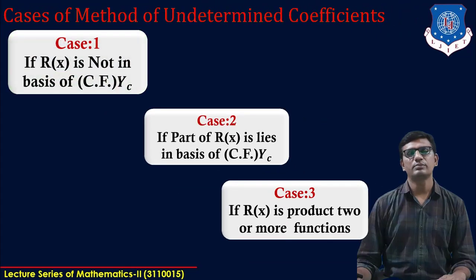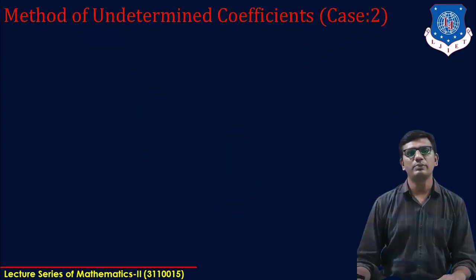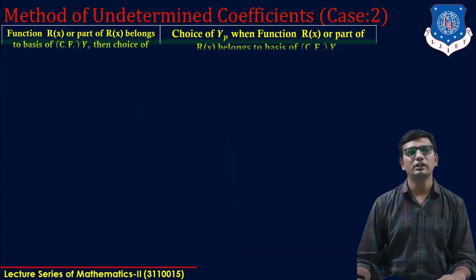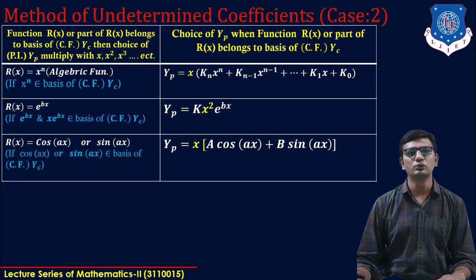Let us see case number 2, in which R(x) lies in the basis of Yc. Here R(x) or any part of R(x) lies in the basis of Yc. So we find the choice of Yp according to this table. If our function R(x) or any part of R(x) belongs to the basis of Yc, then we multiply the particular integral by x, x square, x cube, etc.